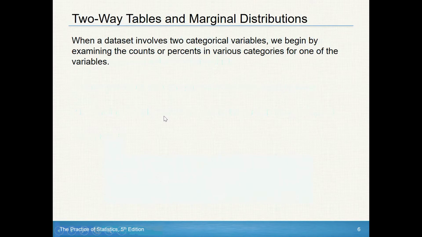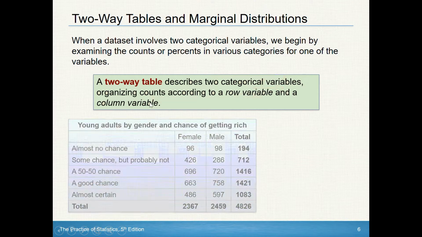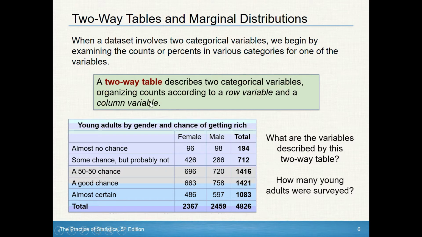So the next part we're going to talk about is two-way tables. So before we get into talking about marginal distributions, let's just kind of make sure we're clear on what a two-way table is. A two-way table describes two categorical variables, one organized in a row and one organized in a column. So if we look at this situation here, we're looking at young adults by gender and chance of getting rich. We have two categorical variables.